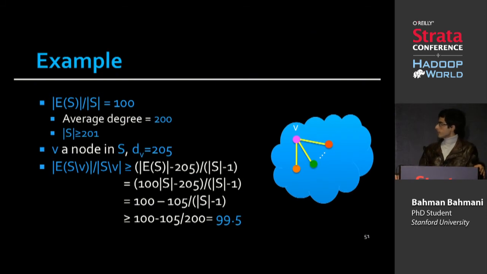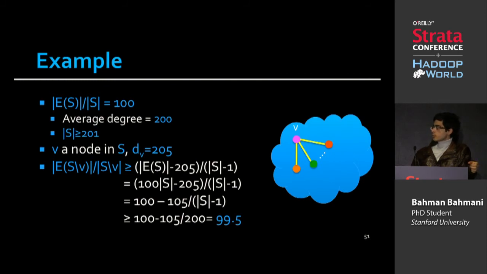Let's say you have a graph S which has density 100. The average degree of this graph is 200, because the average degree is twice the density. This means the size of the graph is at least 201, because there is at least one node which has degree 200. That one node is connected to 200 other nodes, so that's 201 nodes in S right there. Let's say we have a node V in S whose degree is 205, slightly larger than the average degree.